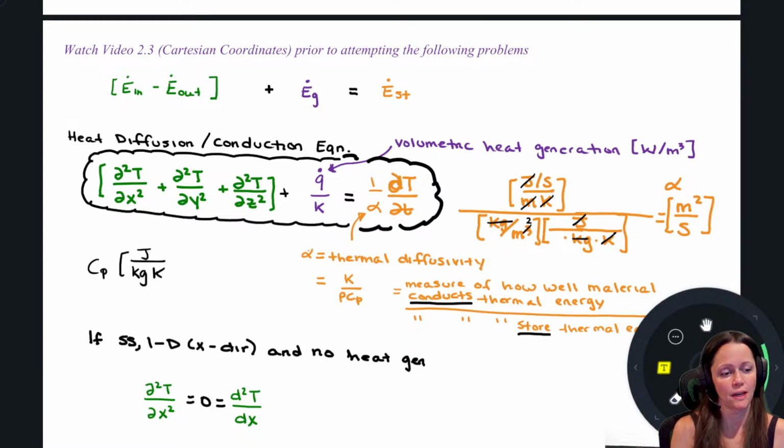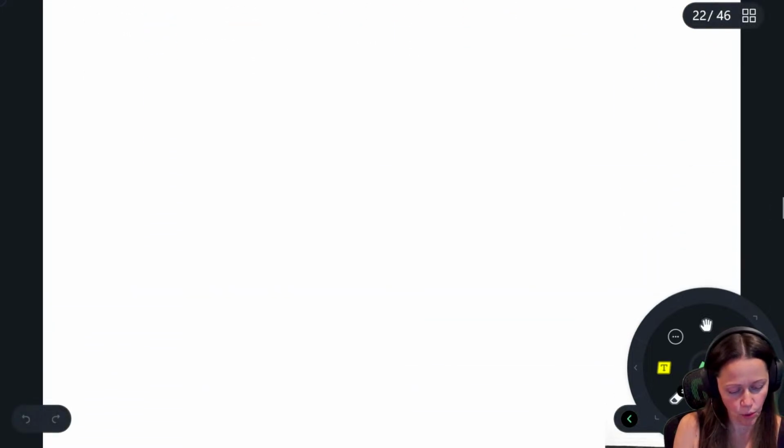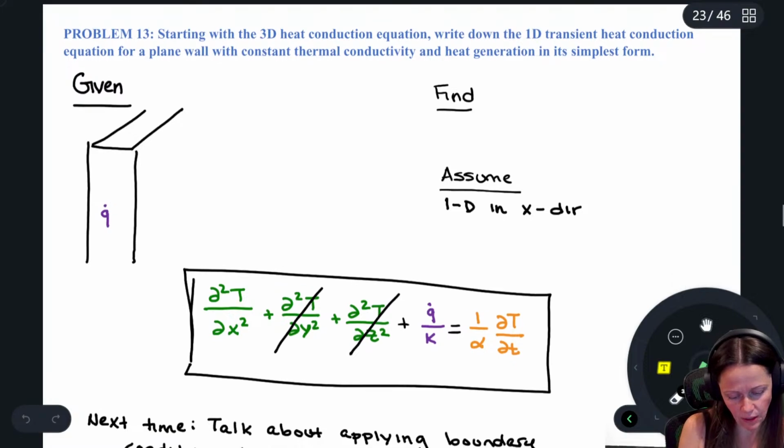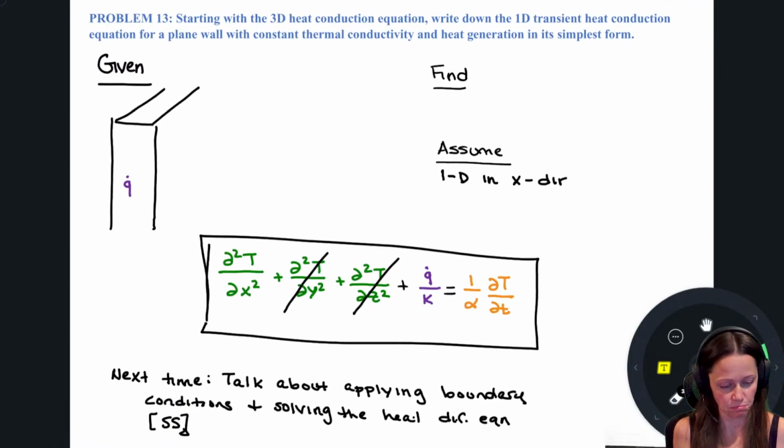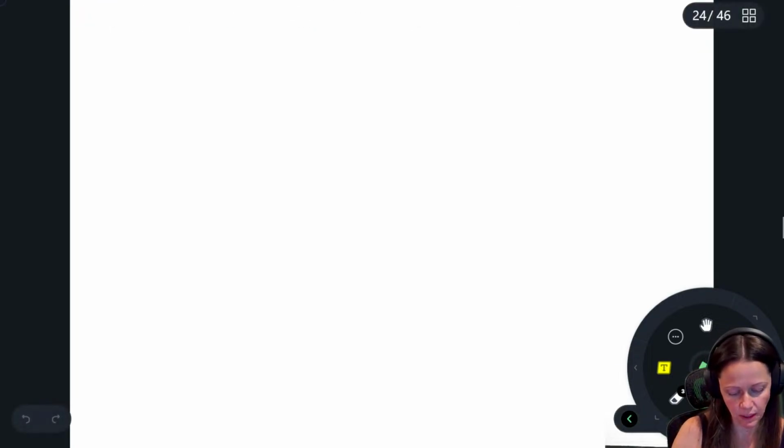Perfect. All right. So we left off last night with the heat diffusion equation, which is what you're looking at here. Remember, it's just a glorified energy balance, just rearranged. Problem 13 just required us to simplify that general governing equation, the heat conduction equation. And so we're going to do the same thing with 14.